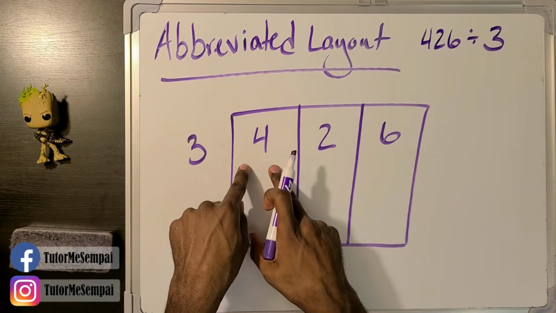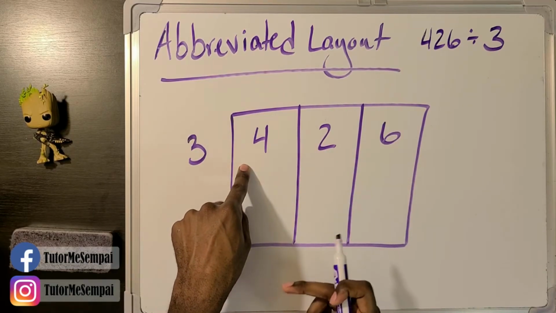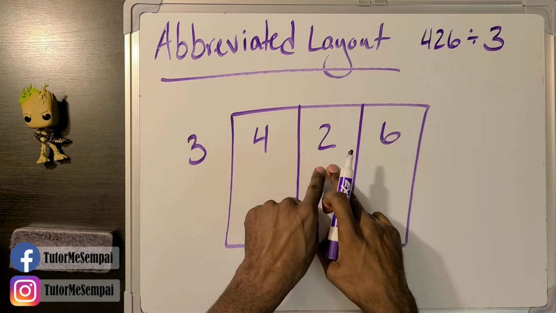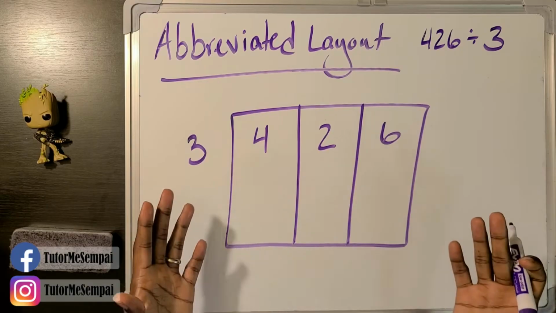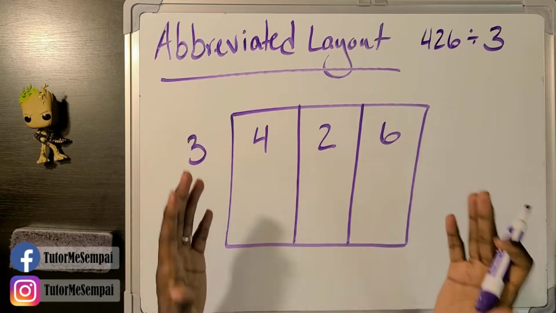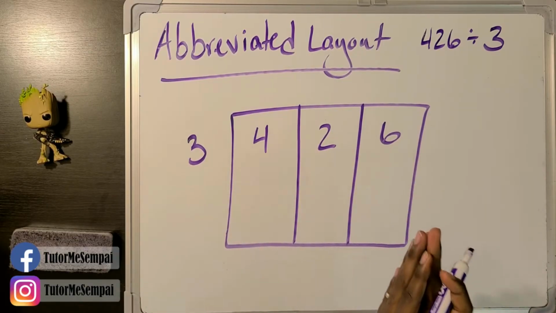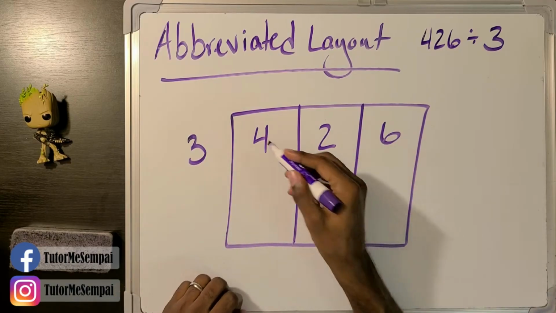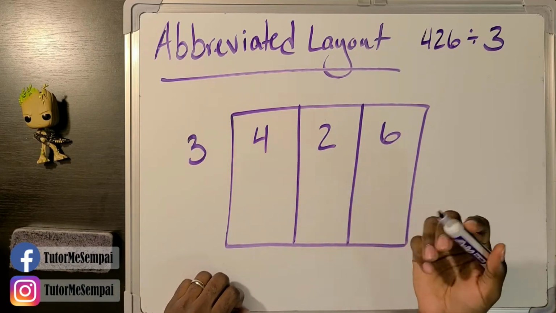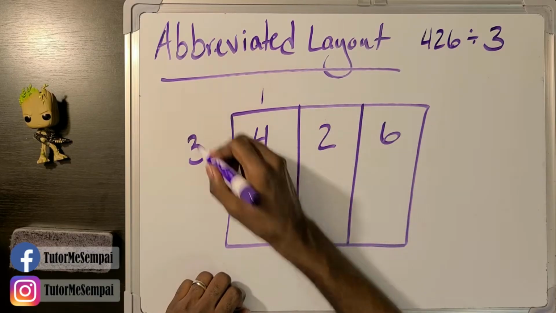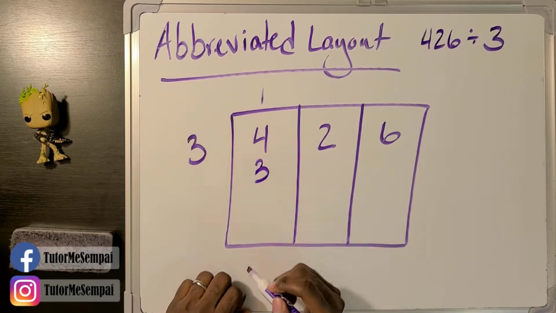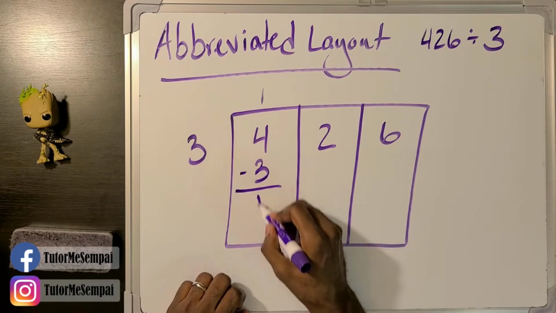So instead of having your 400 here, you have a 4 as a representation. Instead of your 20, you have a 2, and instead of just a 6, well, I guess it's still just a 6. And the benefit of this version is you have a lot less writing you have to do, and you can still get the same exact answer. So we're going to start with this 4. How many groups of 3 do you get out of the 4? You get 1. And 1 times that 3, 3. Subtract, you're going to have 1.